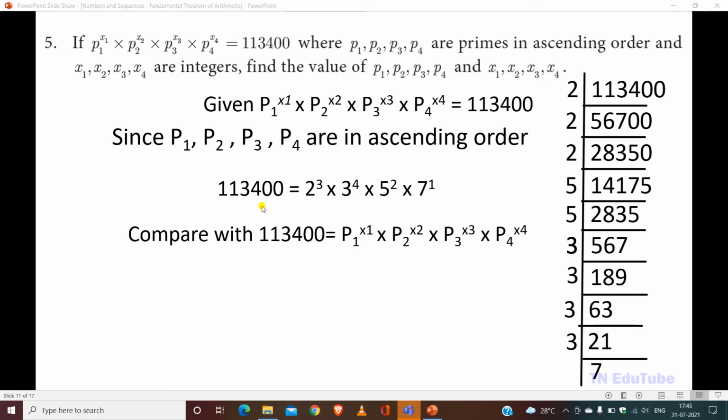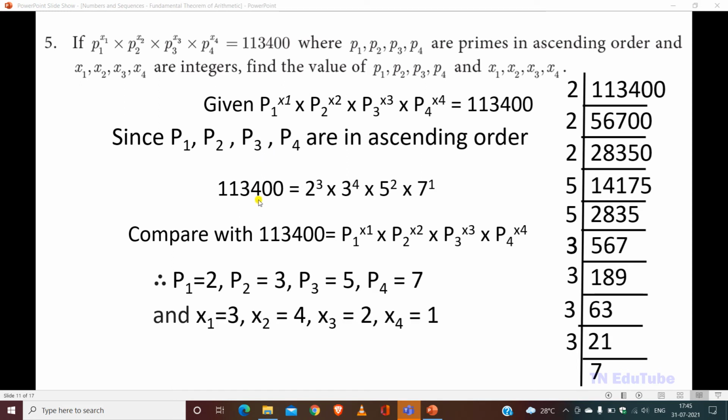1,13,400. Now you have to compare with the given expression. Given expression, now here it is P1. P1 is 2. P2 is 3. P3 is 5. P4 is 7. Then x1 is 3. x2 is equal to 4. x3 equal to 2. And x4 is equal to 1. That is the answer for the given question.